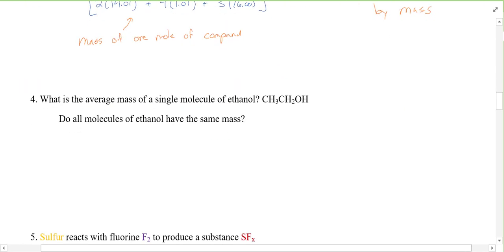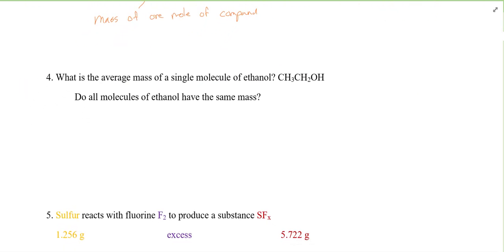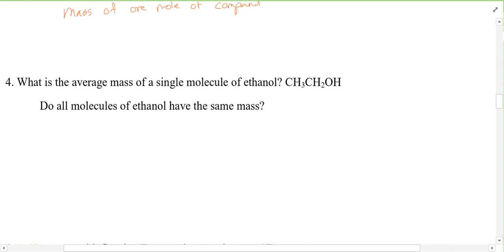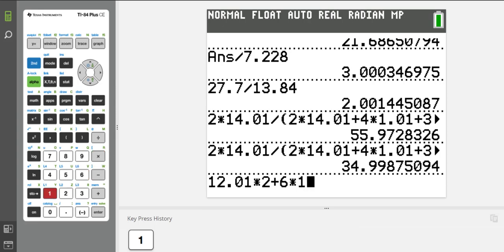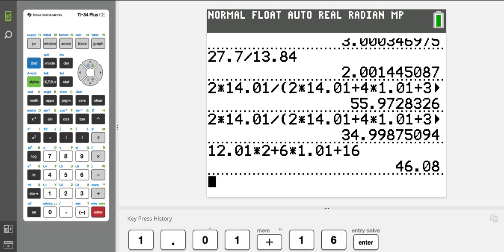Now, number 4. What is the average mass of a single molecule of ethanol, CH3CH2OH? Well, we know carbon, 12.01. Hydrogen, 1.01. Oxygen, 16. There are 2 carbons, 6 hydrogens, and 1 oxygen. So the molar mass of this is 12.01 times 2 plus 6 times 1.01 plus 16.00. All my numbers are good. 46.08.